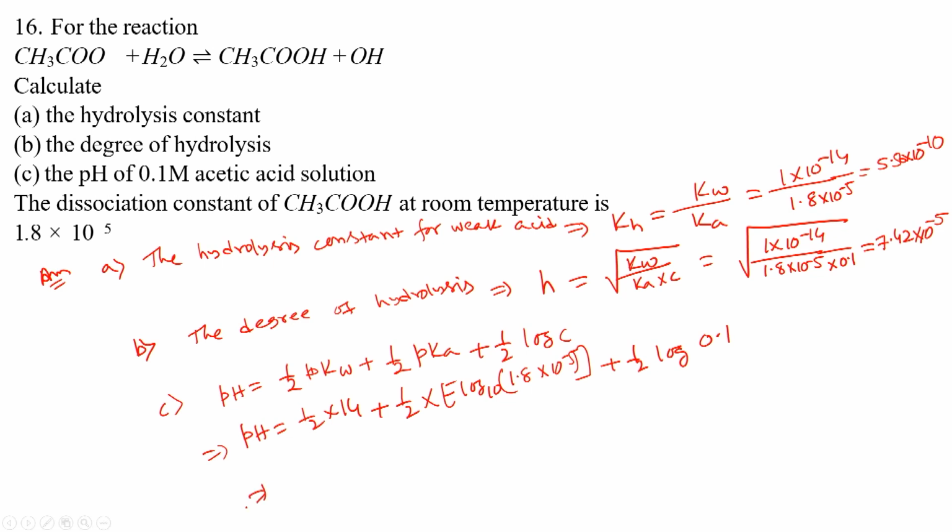If we substitute all here, the first one will give 7, the second one will give you 2.372, and the third one will give you minus 0.5. So you get pH is 8.87. So this is the pH of this acetate solution.